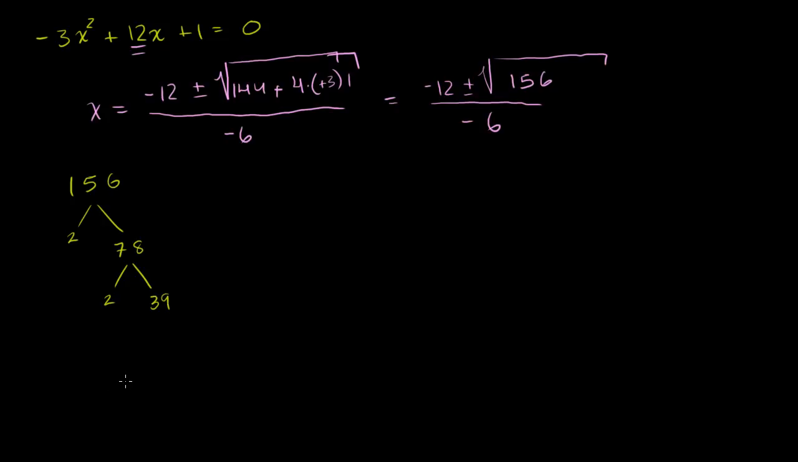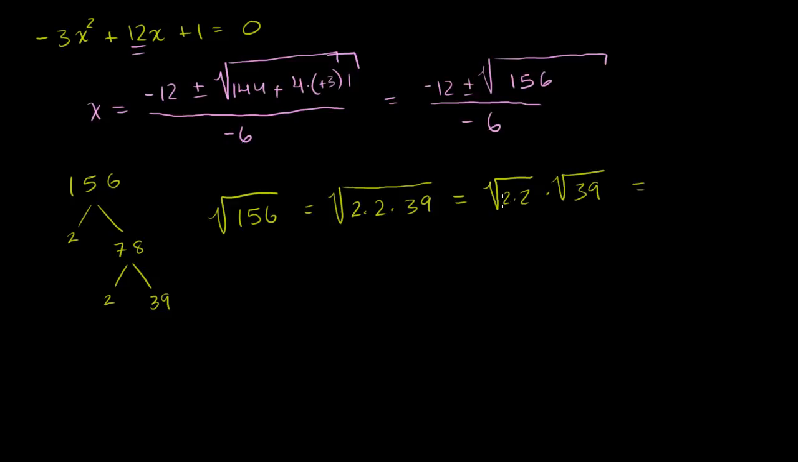That's 2 times 39. So the square root of 156 is equal to the square root of 2 times 2 times 39. Or we could say that's the square root of 2 times 2 times the square root of 39, and this obviously is just going to be 2 square roots of 39, if I did that properly. Let's see, 4 times 39, 156. Yep. So this up here will simplify to negative 12 plus or minus 2 times the square root of 39, all of that over negative 6.